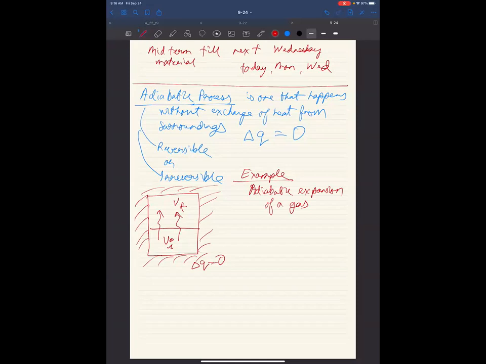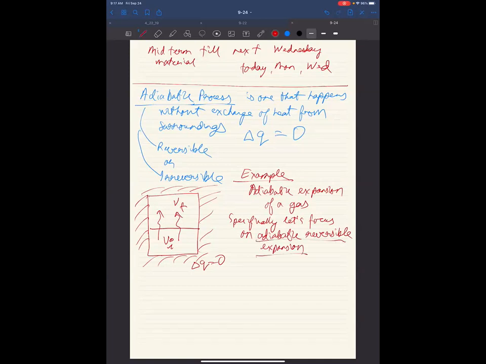So irreversible processes in general are hard to deal with. We will talk about irreversible processes when we get to entropy. So after the midterm, we will be talking a lot about irreversible processes and what distinguishes a reversible process from an irreversible process. So for now, specifically, let's focus on adiabatic reversible expansion.